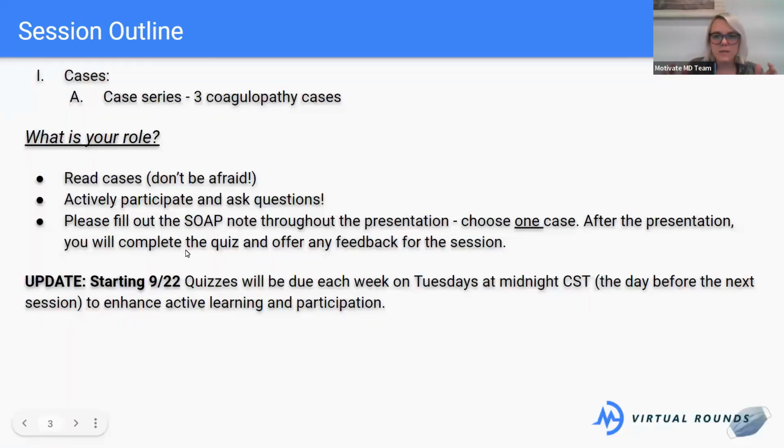So this is our outline for tonight. We're going to talk about 3 cases in coagulation. Your role: I'm going to ask for a few volunteers to read the cases out loud and participate, type in the chat or say it out loud, whatever works for you. And then the other part is filling out this SOAP note. So there's the resources that you'll need for tonight.